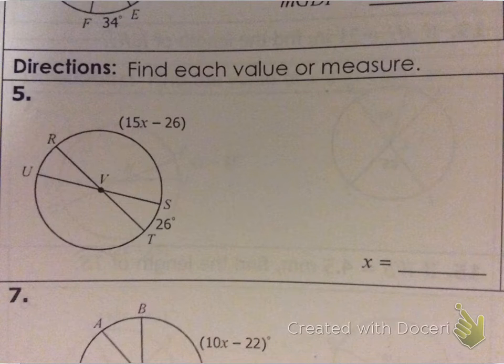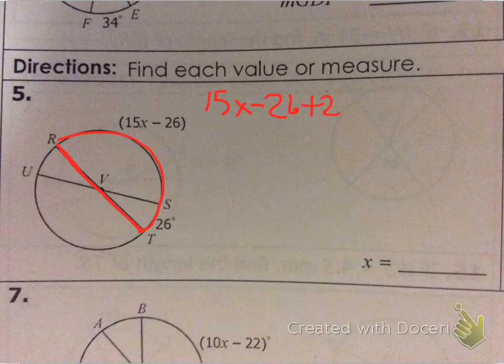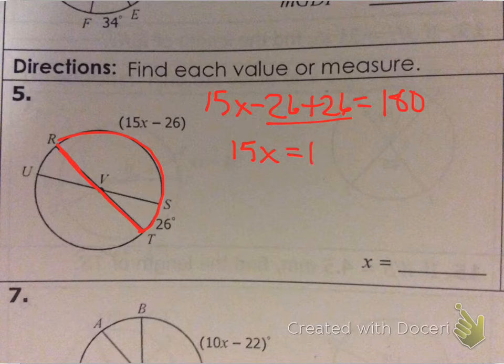All right, so what do we do when we see something like this? Well, a couple of different ways you could do this, and probably the easiest way is to realize that this right here is 180 degrees. So that means all of this right here adds up to 180. So 15x minus 26 plus 26 equals 180. Those two would cancel out, that leaves me 15x is equal to 180. So x here is equal to 12 if you divide.